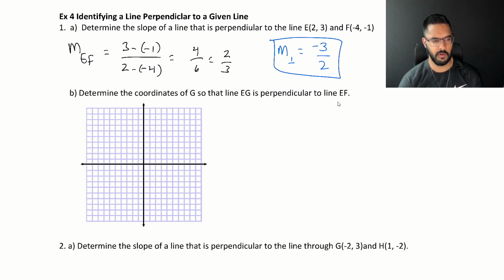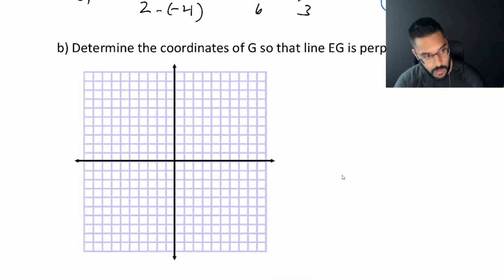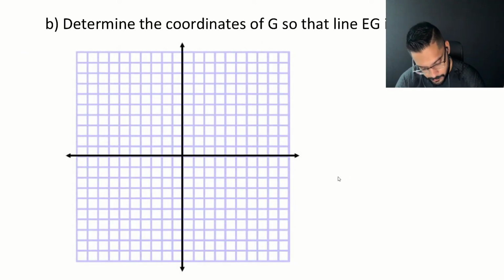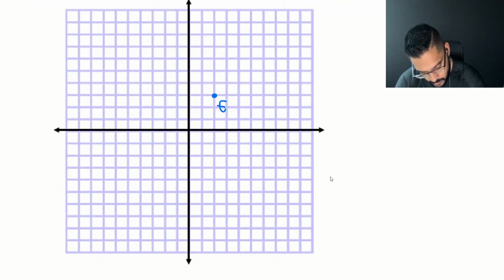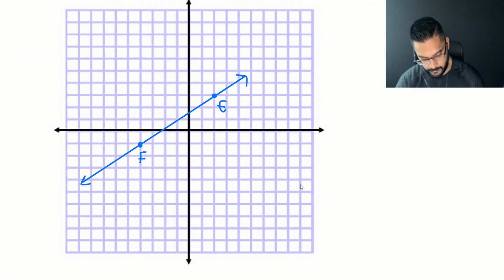Think about that for a second. We already have a line E to F. Maybe it's helpful if we plot the points first. So 2, 3. And I'll zoom in here. So 2, 3. That's point E. And point F is negative 4, negative 1. Okay, so there's the line EF.